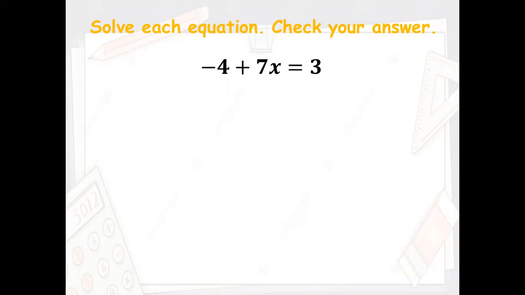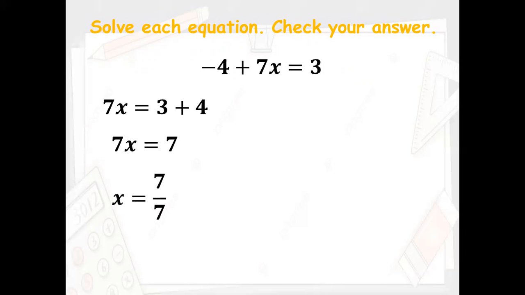So what happens is the -4 will move to the other side of the equation, and it becomes a +4. So 7x equals 3 plus 4. Now, as we know, it gives us 7. So now it is 7 multiplied by x equals 7. The opposite of multiplication is division. So x equals 7 divided by 7, which will give you an answer of 1.